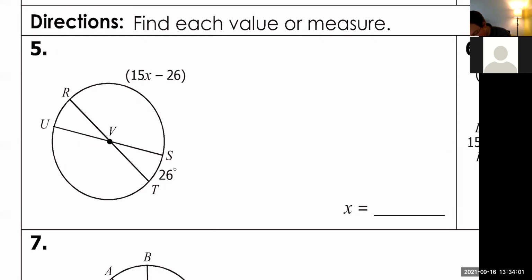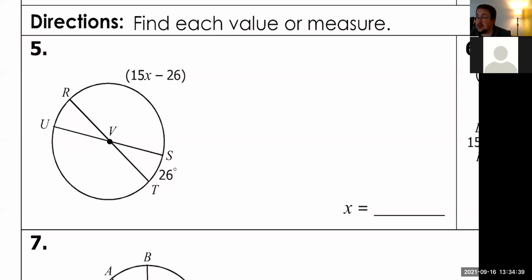What can I do here? What relationship could I set up? Would you do 15x minus 26 plus 26 equals 360? Almost, really close, in fact. Except, look at how much of the circle we have. That's not the whole circle. In fact, RT is a diameter, which means RST is a semicircle. So that wouldn't equal 360.